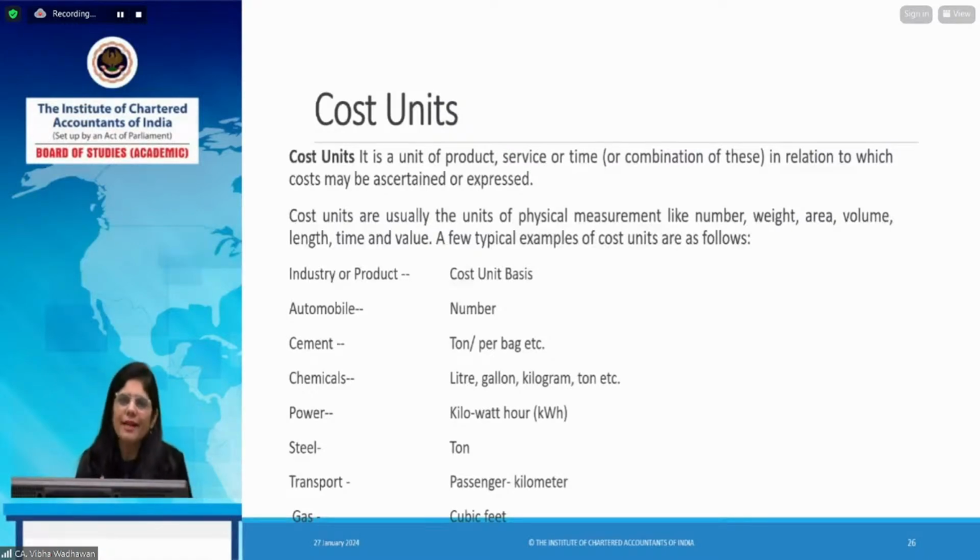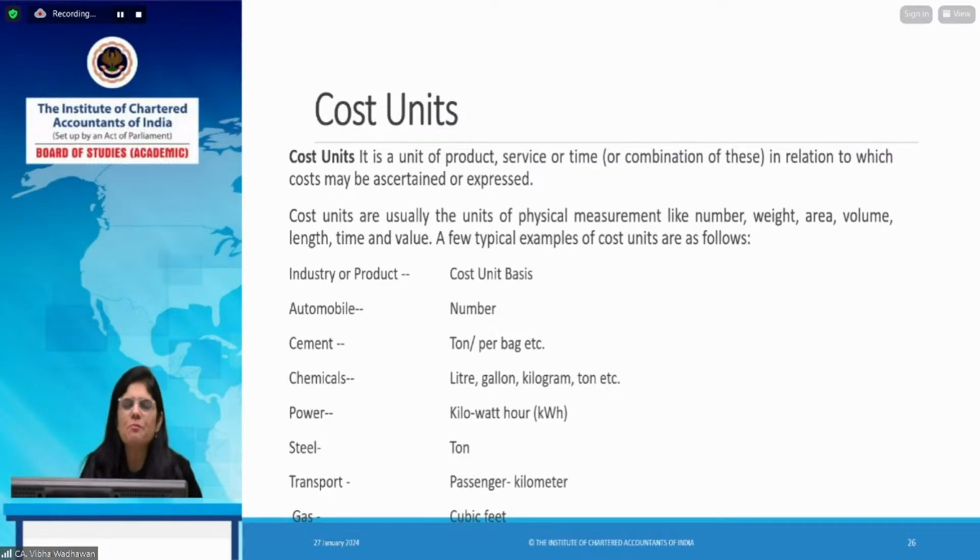So, let us say if I'm into cars, so per car, what is the cost? If I'm manufacturing bicycles, the cost unit will be per bicycle. If I'm dealing in the milk industry, the cost unit will be per liter. If I'm using bricks, the cost unit will be 1 brick, or 100 bricks. So the cost unit is what is used to compute the cost. It's a unit of product or service.